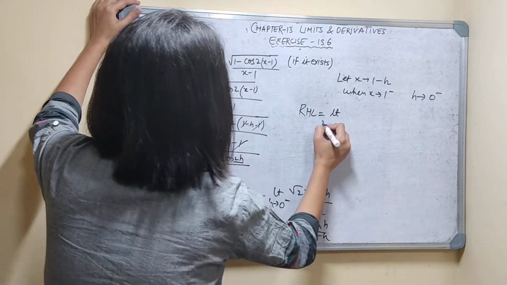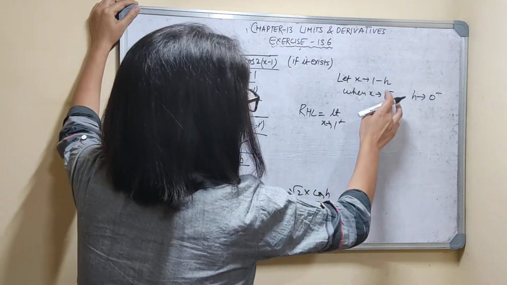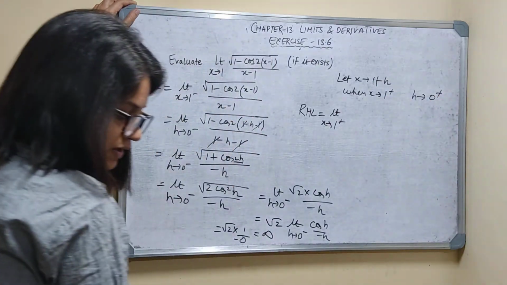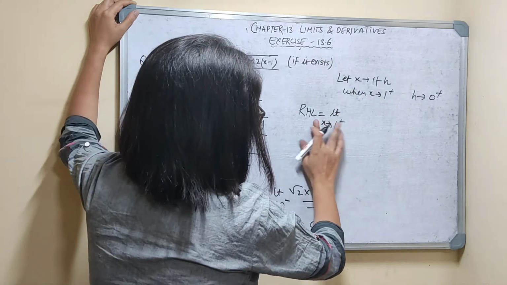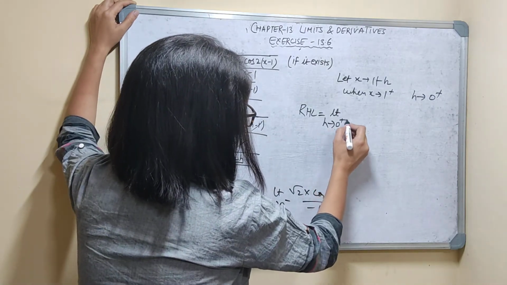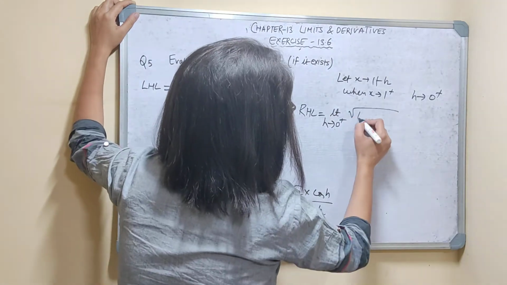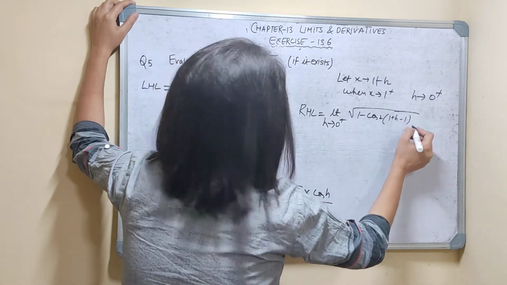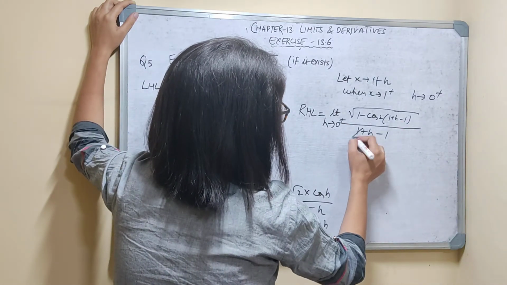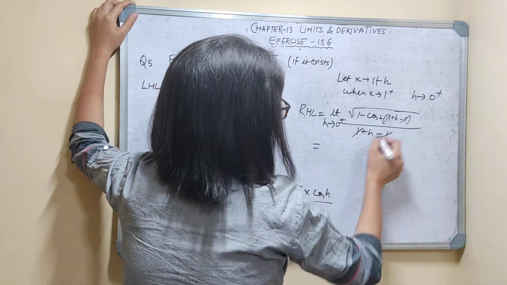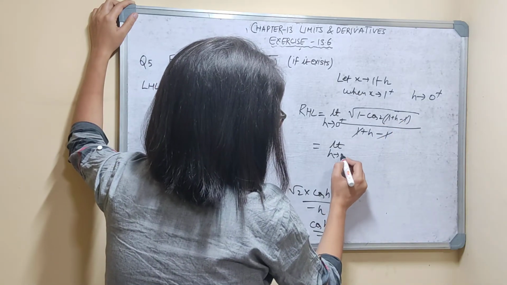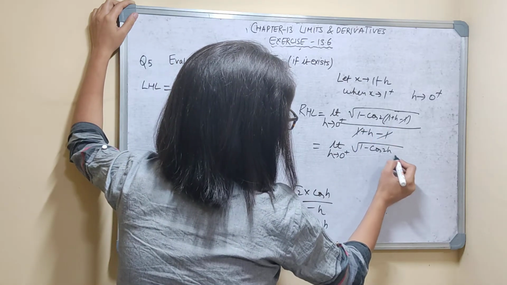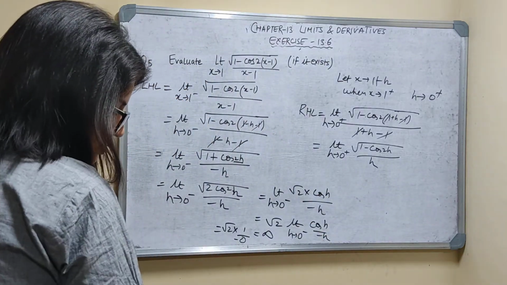That is limit x tends to 1 plus. So let x tend to 1 plus h. When x tends to 1 plus, h tends to 0 plus. So limit x tends to 1 plus will change into limit h tends to 0 plus, root of 1 minus cos 2, at the place of x, 1 plus h minus 1 upon 1 plus h minus 1. 1 1 cancel. So here you will get limit h tends to 0 plus root of 1 minus cos 2h upon h.